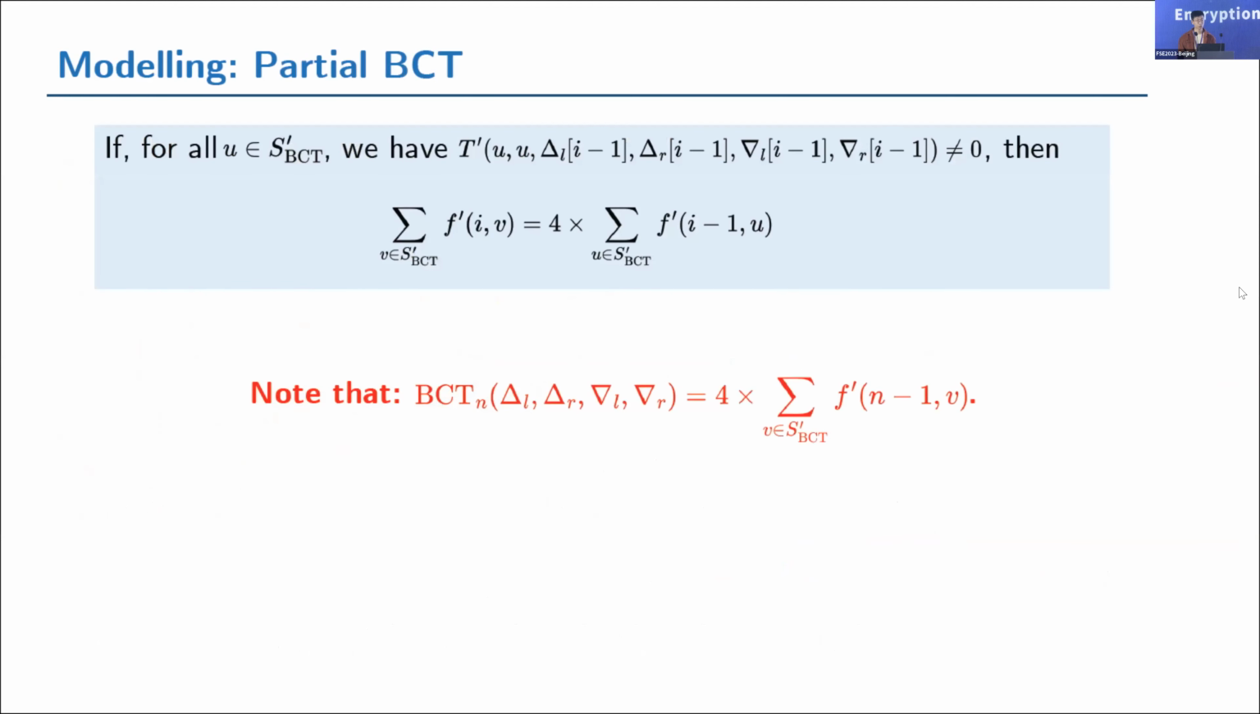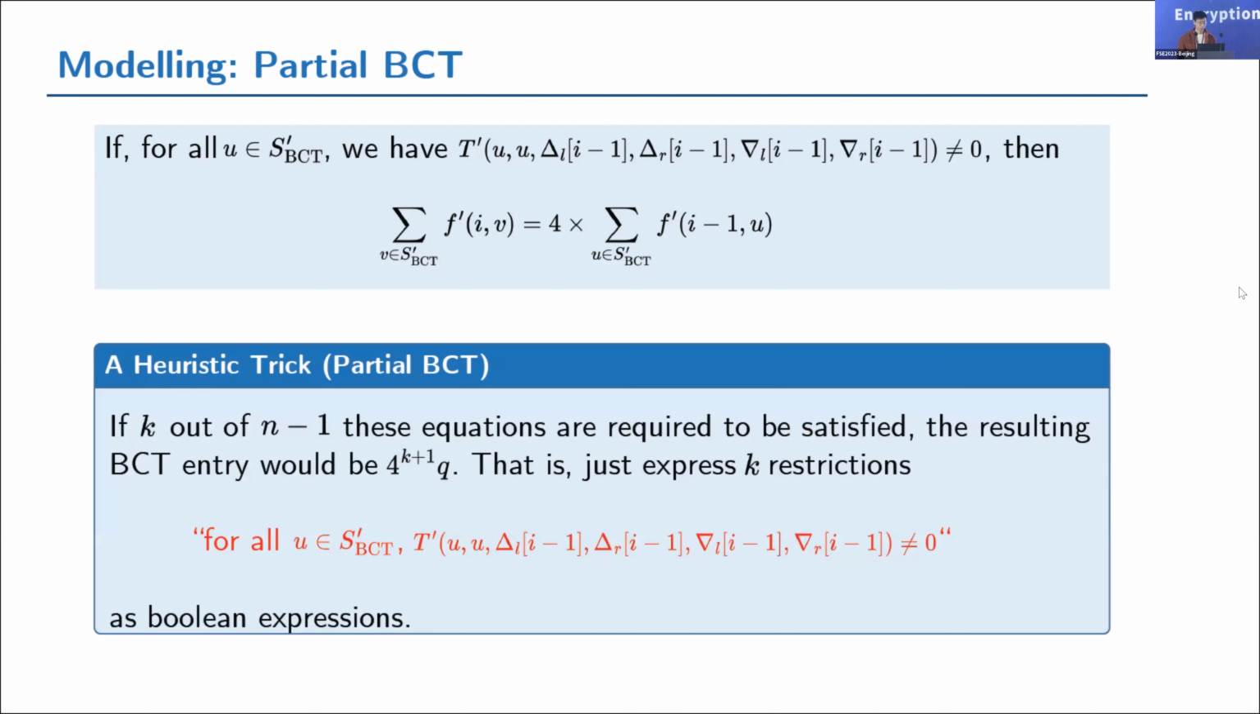Furthermore, we want to control the computation further. We found another important observation. For all u in this set, if the value of t is not all non-zero, then we have another recursive definition of the summation of function f. Please remember that the computation of BCT is also the summation of function f. So based on this observation, we derive a heuristic trick.